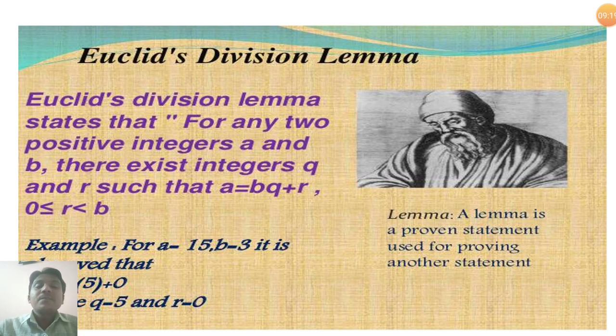For example, for a is equal to 15 and b is equal to 3, it is proved that 15 can be written as 3 into 5, 15. What is the remainder in this case? 0 is the remainder. So here q is 5, b is equal to 3 and the remainder is equal to 0.